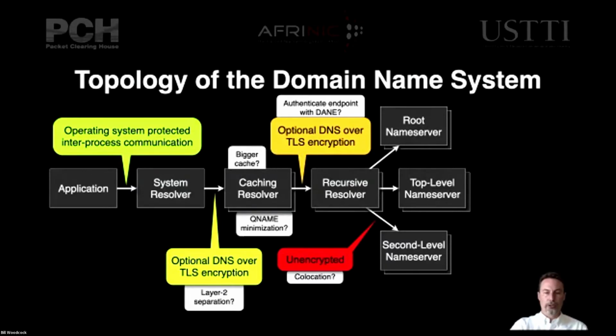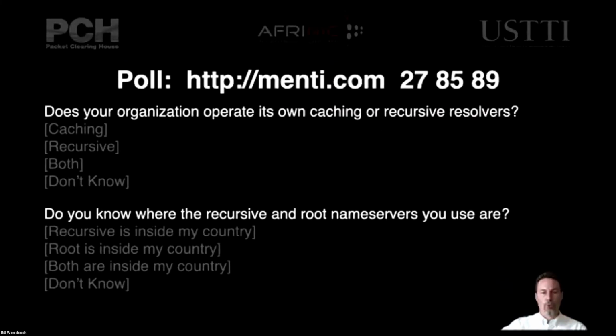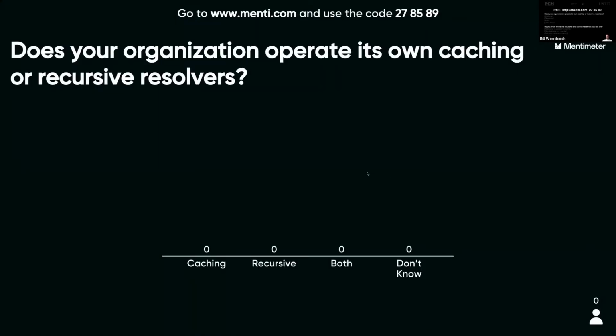So let's move on to one of the polls that I discussed. We're going to have two questions. First, does your organization operate its own caching or recursive servers? And second, do you know where the recursive and root name servers that you use are? So let's switch over to the poll. You saw the URL at the top and the code that you need to enter. Bashir, do you want to talk a little bit about how the poll works?